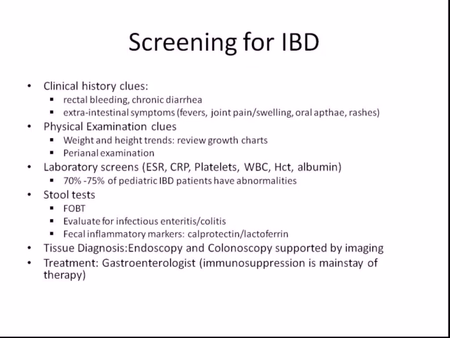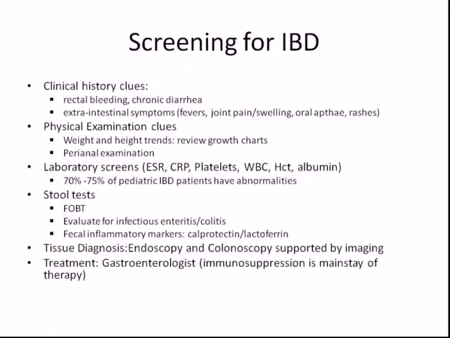So how do we do that? Well, how do we screen for inflammatory bowel disease? There's clinical history clues, and these include rectal bleeding and chronic diarrhea, which can be bloody or non-bloody, as well as extraintestinal manifestations like fevers, joint pain or swelling, typically migratory, oral aphthae that are recurrent, and unusual rashes, like erythema nodosum and pyoderma gangrenosum.